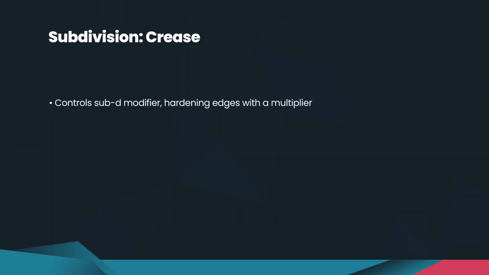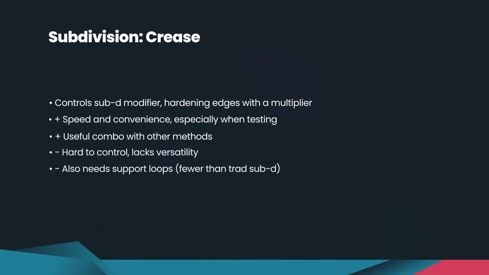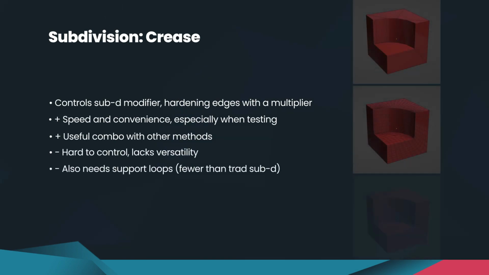Next up is crease. Creasing is a very fast way of controlling a subdivision modifier, instead of adding tedious and destructive support loops. It hardens the selected edges, replacing support loops. Here are its pros and cons. Speed and convenience. It's way faster to set up than support loops, and as opposed to them, it's non-destructive. If we only need quick and dirty results before we add support loops, crease is our choice for temporary hardening of the edges. This is a good idea when testing subdivision on parts of a mesh without all of it becoming a blob. It's very useful in combination with other methods.